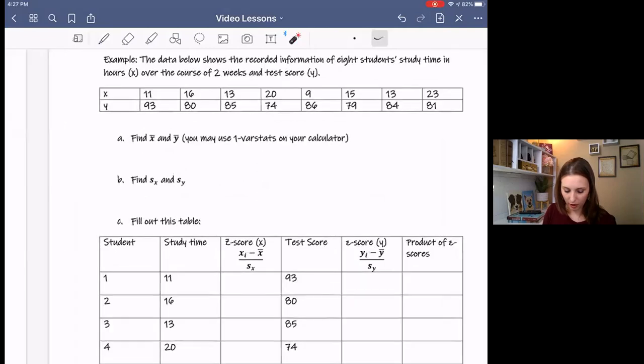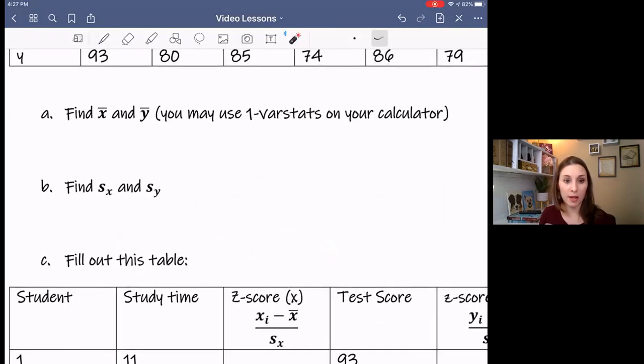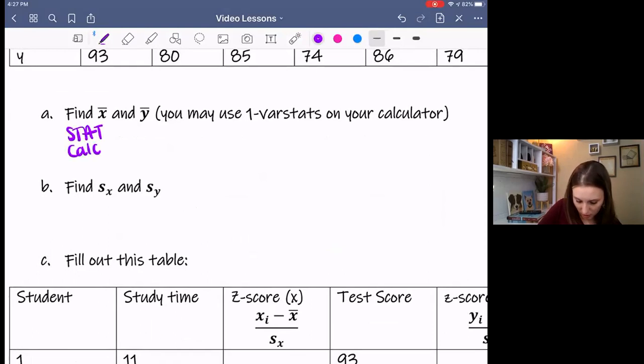So your first steps are to find the mean of x and the mean of y. You may use your calculator for this if you want to. So pause it, type that in your calculator. You're going to go to STAT, CALC, 1-Var Stats. And for x, you're going to put in L1, and then for y, you're going to put in L2. So pause it, try that, come back and check yours.